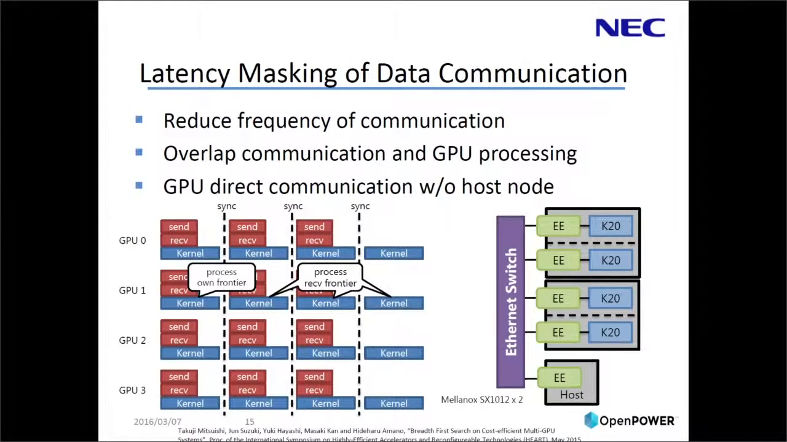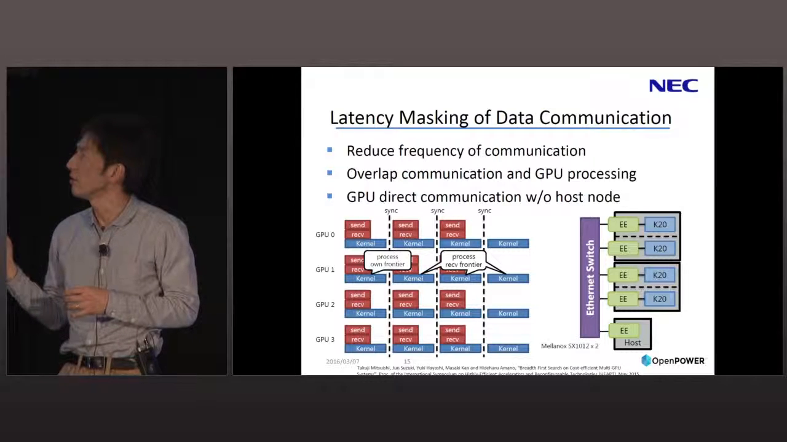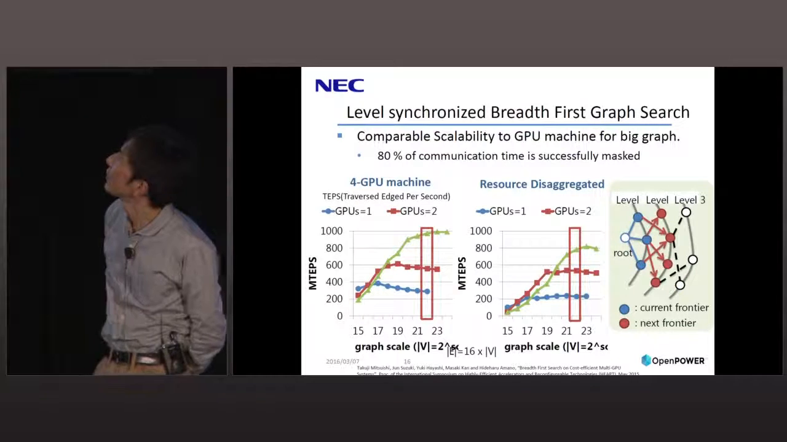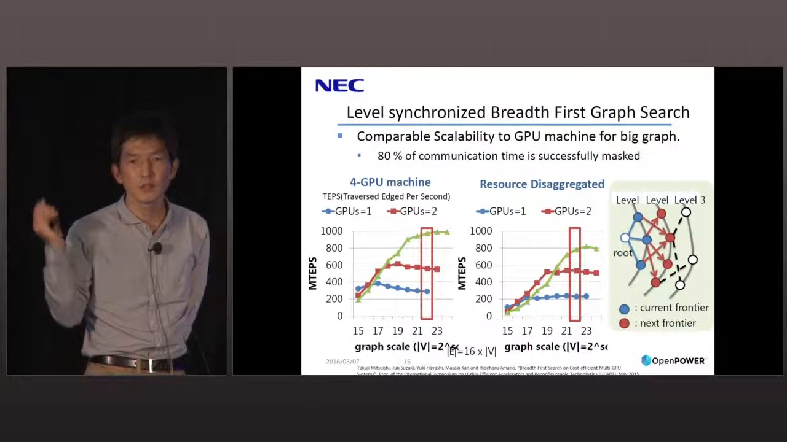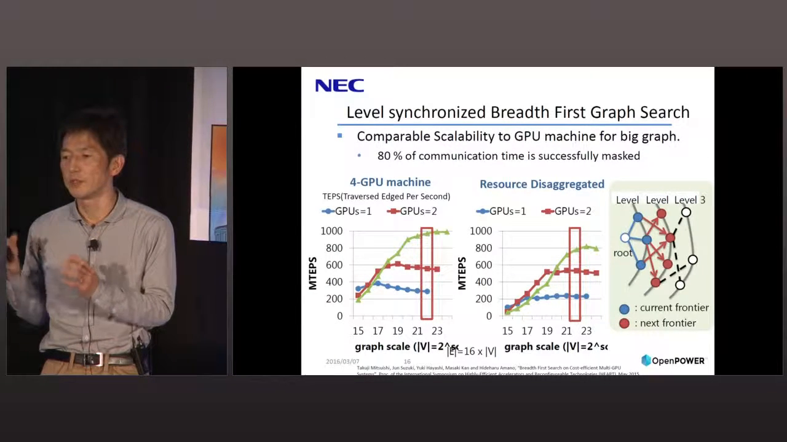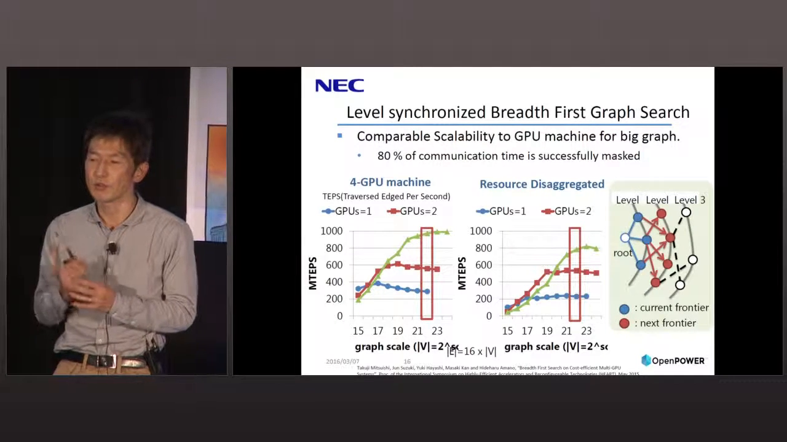For the rich communication type application, we successfully masked the latency by overlapping the data communication and GPU processing, and then we get the scale-up ability with the number of the GPUs for the graph search problems. These results show that using multiple GPUs from the resource pool is effective to make the simulation and calculation time short.